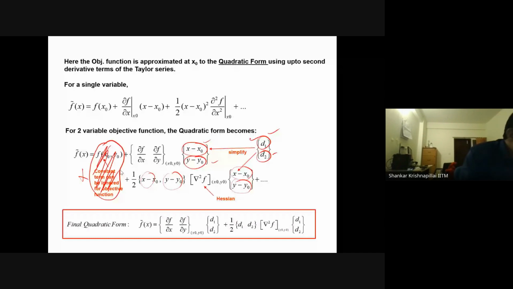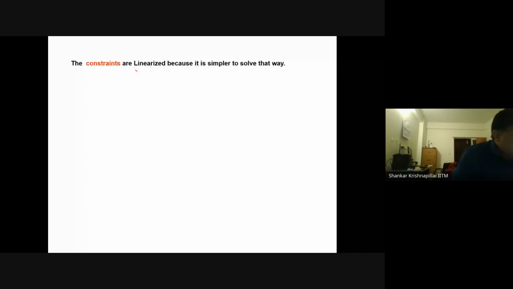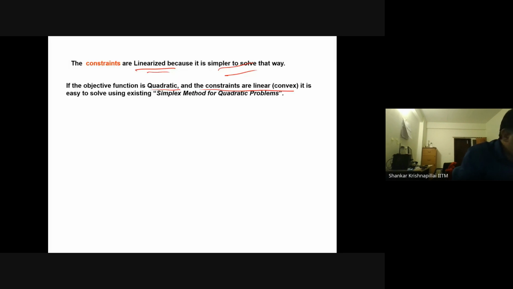Then the constraints are converted to linear form. The constraints are not converted to quadratic form because then it will become more difficult. So why is the objective function converted to quadratic form and the constraints converted to linear form? The answer is that it is simpler to solve in this method. If the objective function is quadratic and the constraints are linear, then it is easy to solve using the simplex method for quadratic problems. So let us see what the simplex method for quadratic problems is.